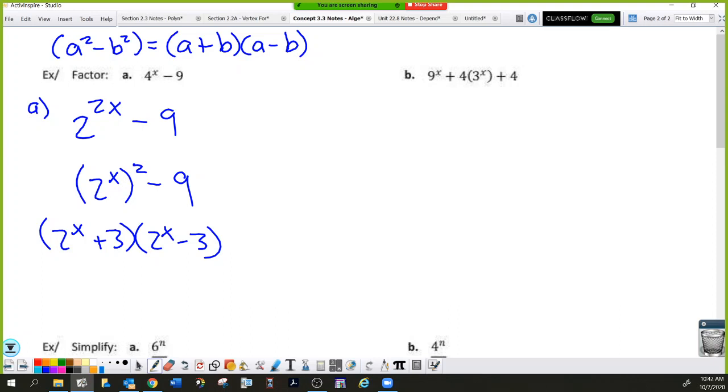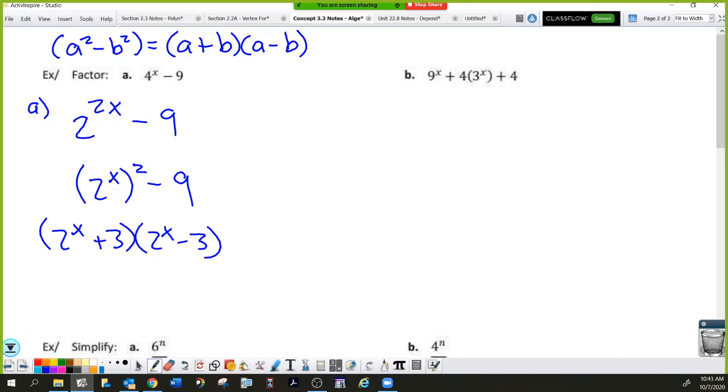I absolutely love question B. Just love it. Would you believe me if I told you that question B is quadratic in nature? It behaves like a quadratic. It could be treated as a quadratic. And here's how.